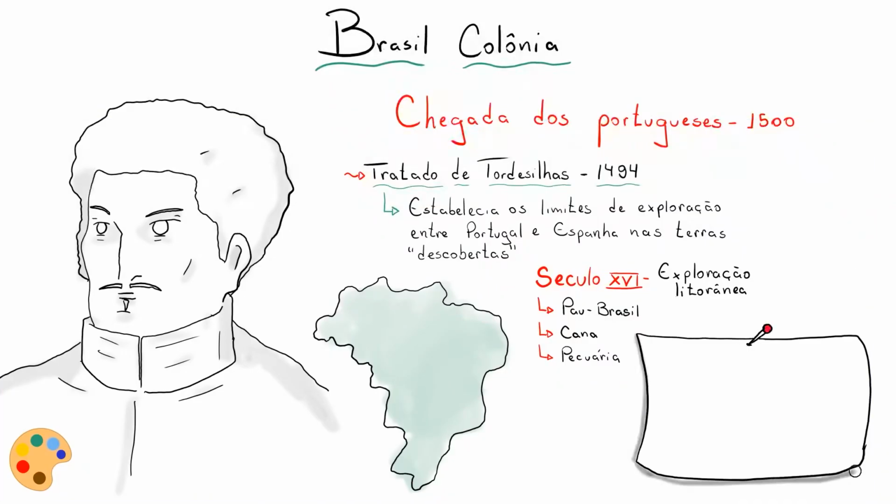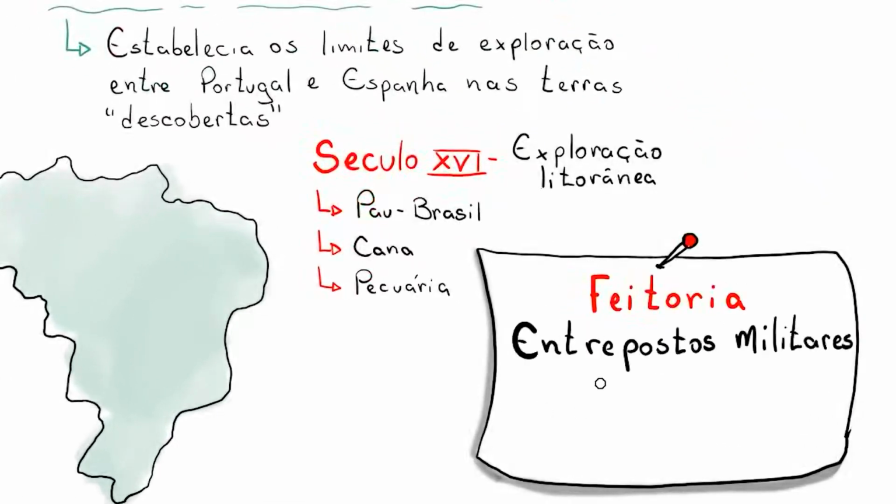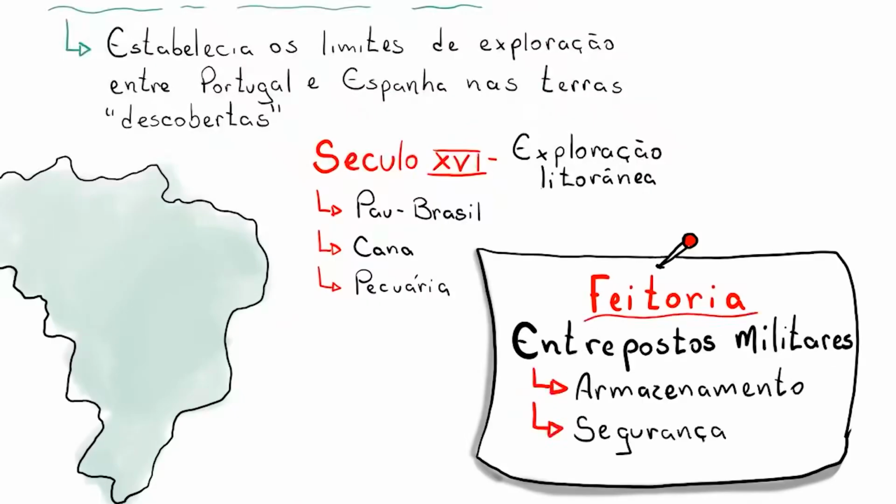And during this period, the Feitorias stood out, which were a kind of military trading posts that essentially served to store these products, as well as to ensure the security of all these activities.